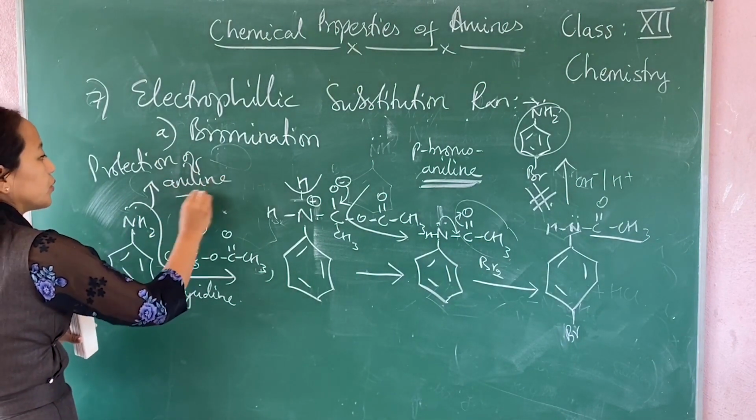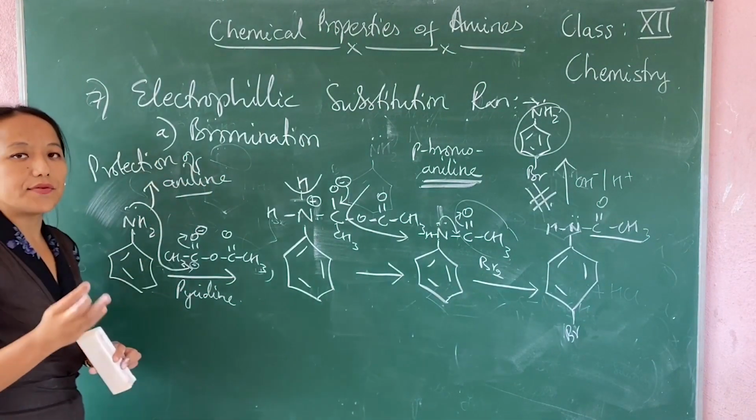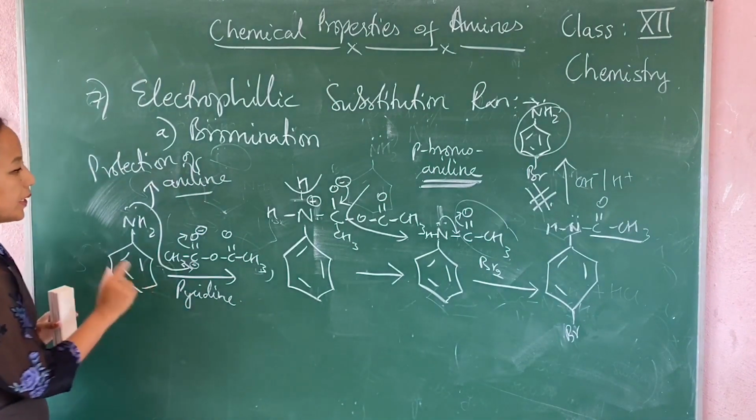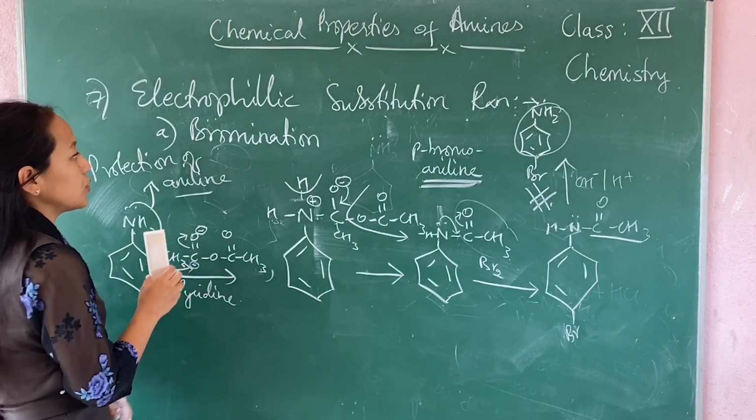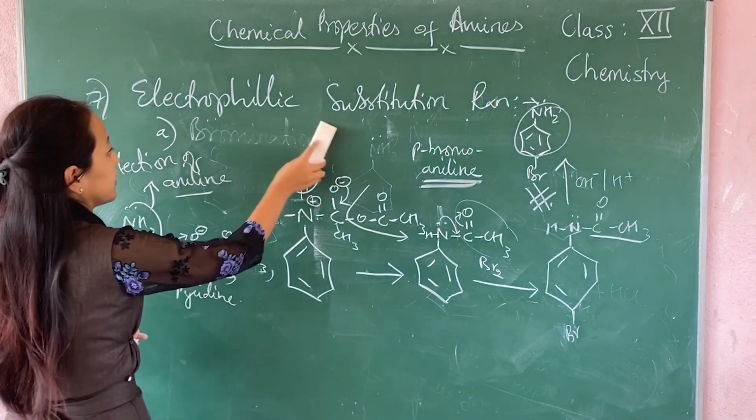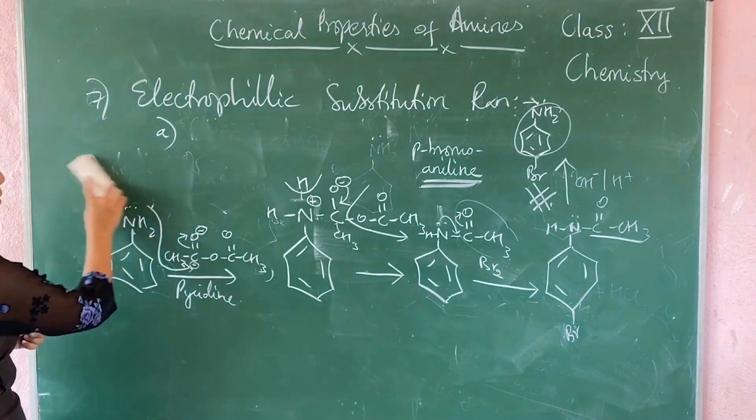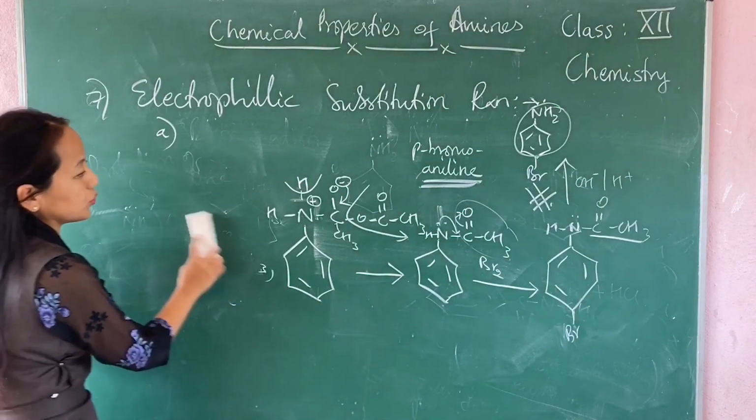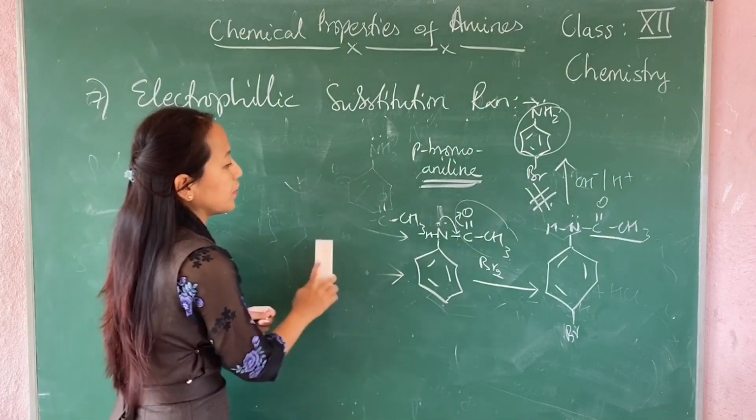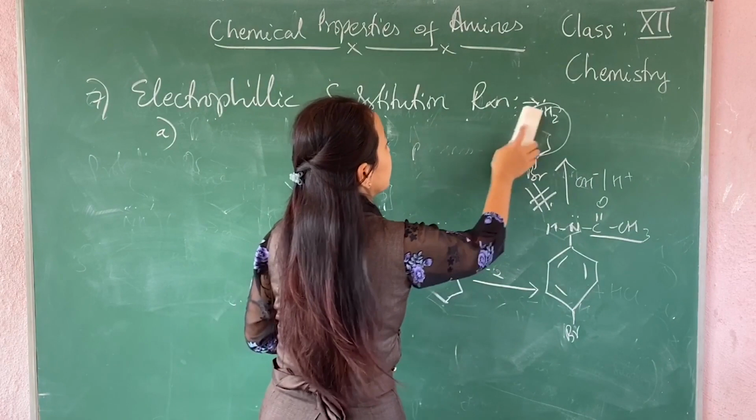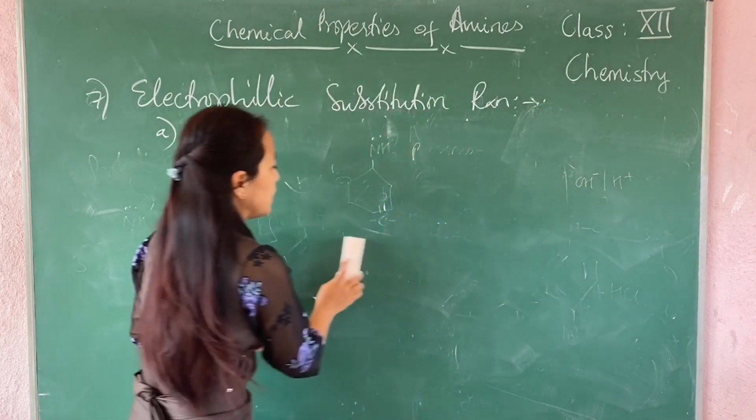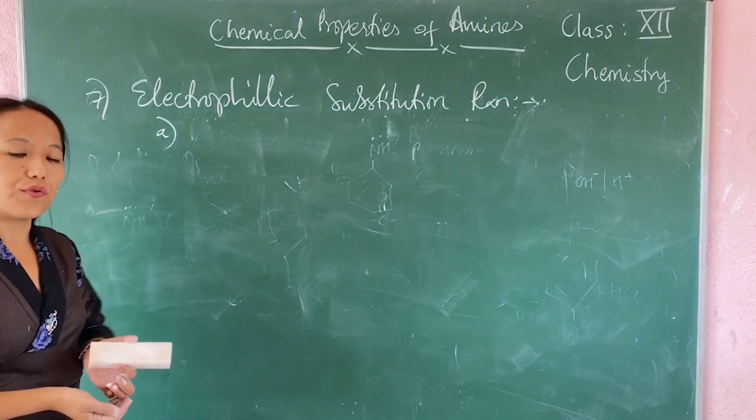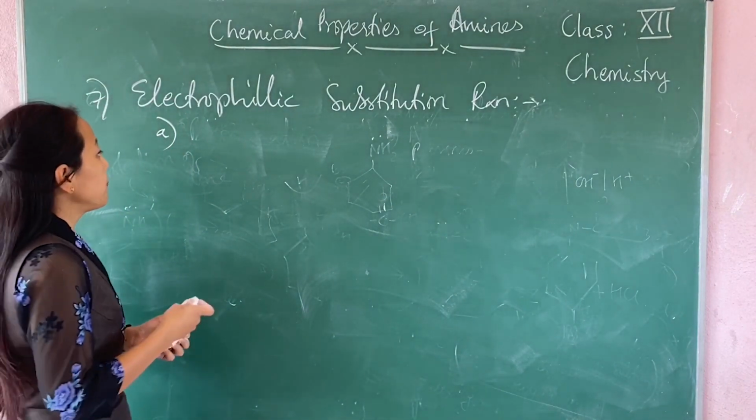Protection of the aniline group is done to control its activating power on the benzene ring. Okay, that's about the bromination. Now moving to nitration again. The same thing happens. Again, you have to control the activating power of NH2, and then you are going to treat it with the nitrating agent, which is concentrated H2SO4 plus concentrated HNO3.